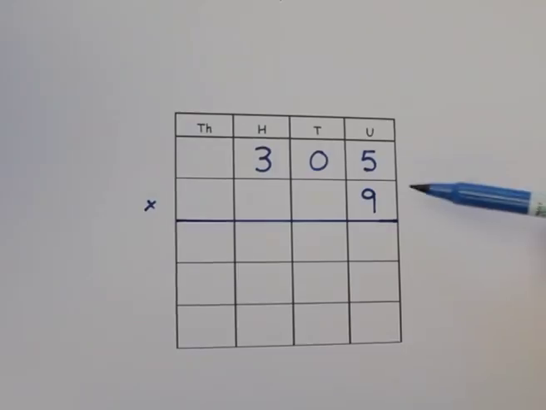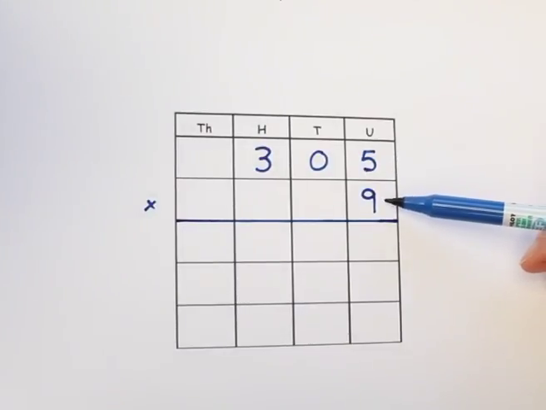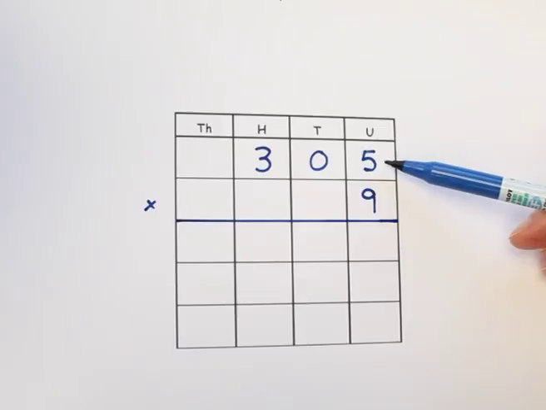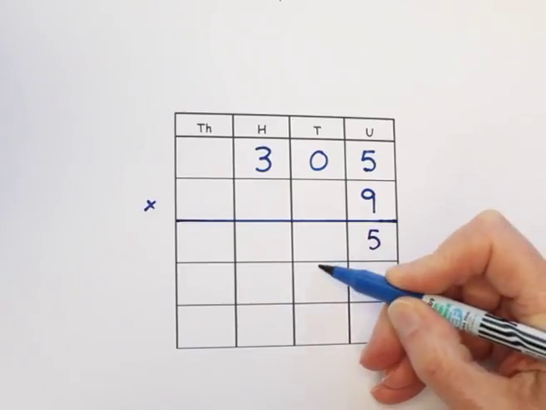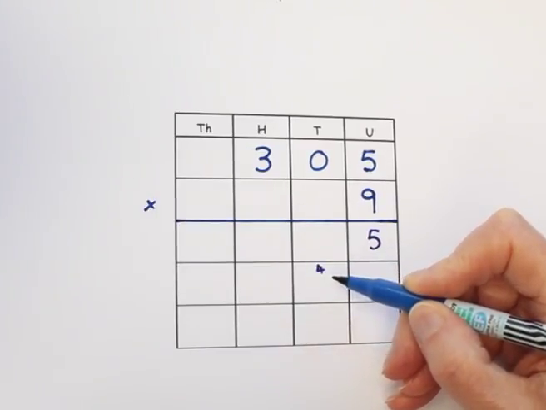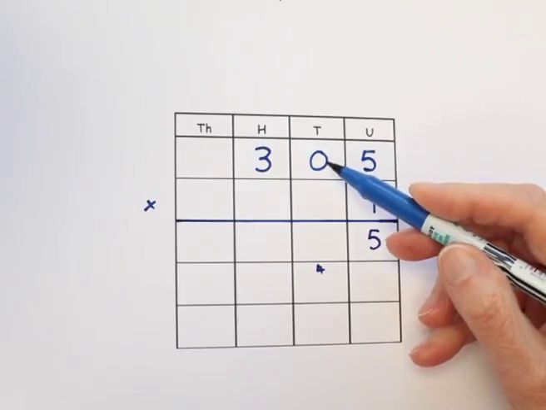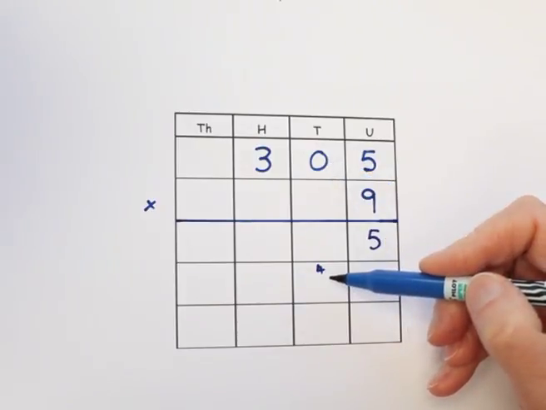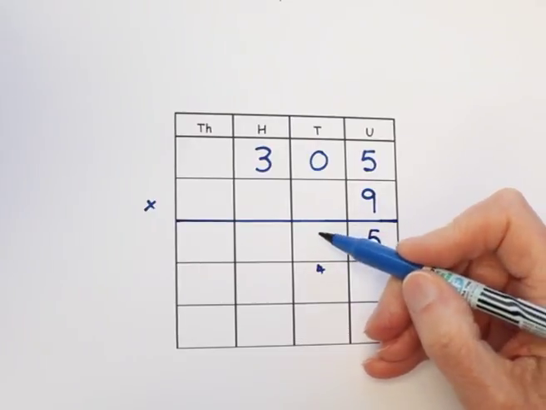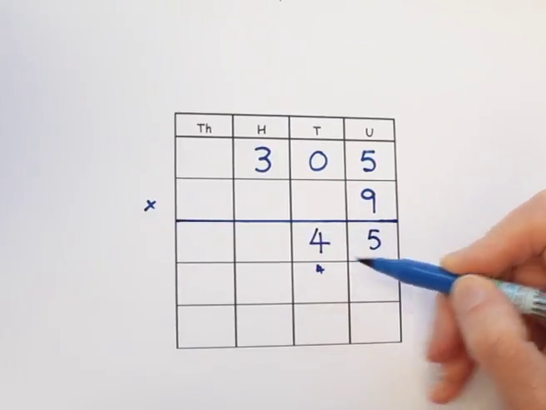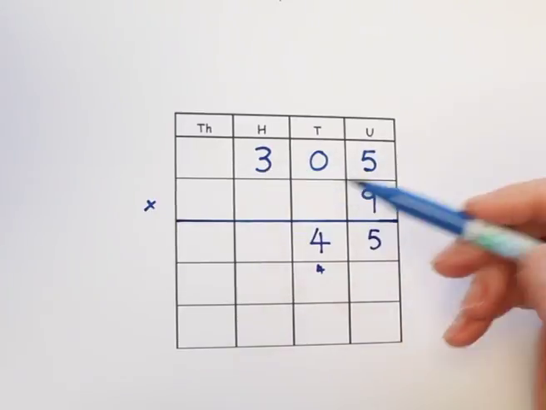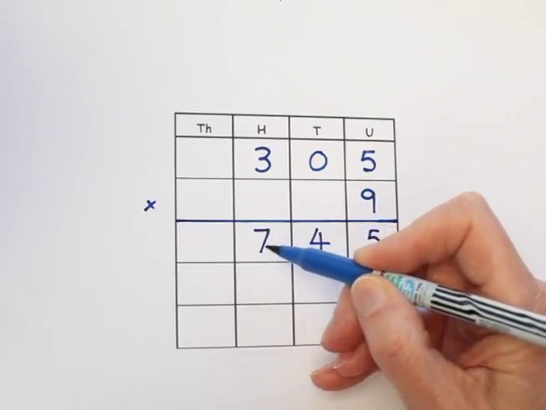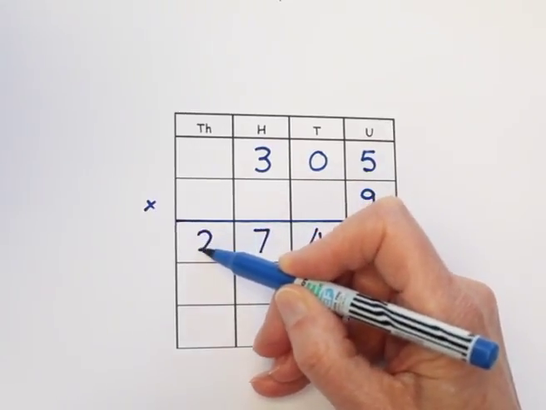The last example is 305 times 9. To work this out, first you do 9 times 5. That's 45. Write the 5 down in the units column and carry a little 4 into the tens column. 9 times 0 is 0. Add the little 4, so the answer is 4, which you put in the tens column. Now 9 times 3. That's 27. Put the 7 in the hundreds column and write the 2 in the thousands column.